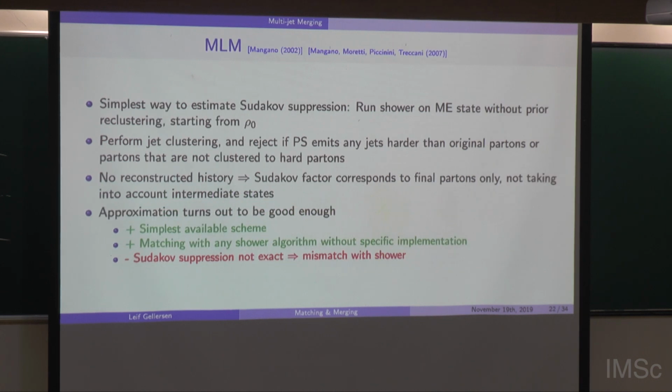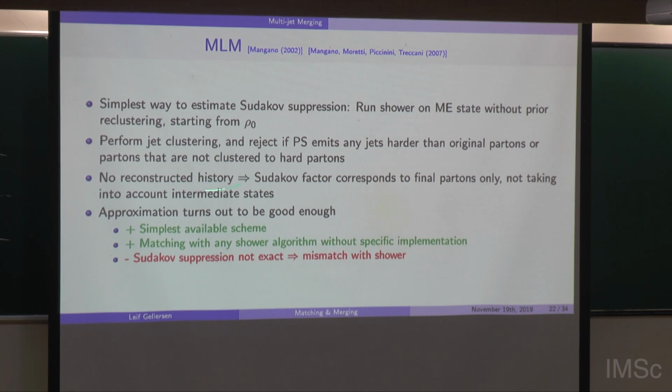And then another scheme that you could use is the MLM merging scheme. So the MLM merging is basically the simplest to implement way to estimate a Sudakov suppression. And it's a little inverted in philosophy compared to CKKW and CKKW-L. Because what it does is run a shower on the matrix element state without doing prior reclustering. But it starts from the highest scale in the process. So it would just run the Parton shower on the external leg configuration of the matrix element. And then it would perform a jet clustering. And based on this jet clustering, it would decide which events to reject, because the Parton shower emitted hard emissions that are not reclustered to the hard partons that you started off with in your matrix element.